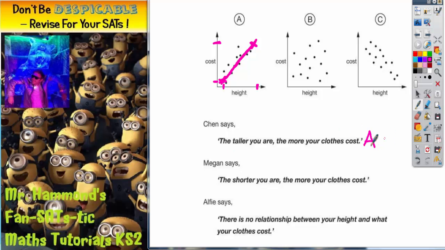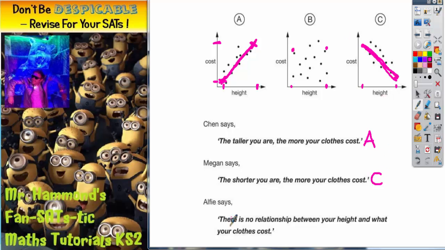Chen says A. Megan says the shorter you are, the more your clothes cost. So this time we're looking for the opposite. We're looking for a low height with a high cost. So here, a low height, a high cost. So perhaps that could be true, but also tall, also a high cost. So we can't see it on this one. Let's look at diagram C. The shorter you are, the higher your cost. So that makes sense. The taller you are, the lower your cost. We're looking at a pattern like this. So this shows the correct pattern, diagram C here.